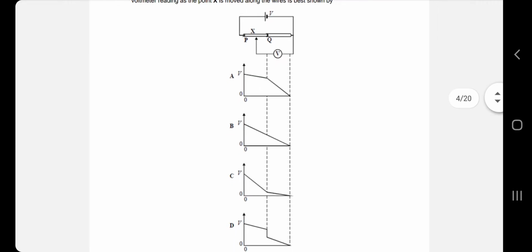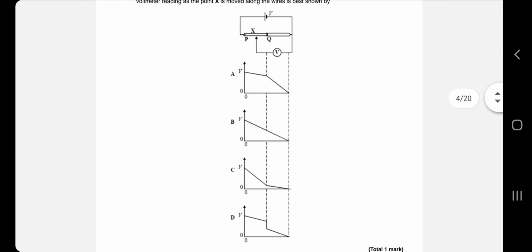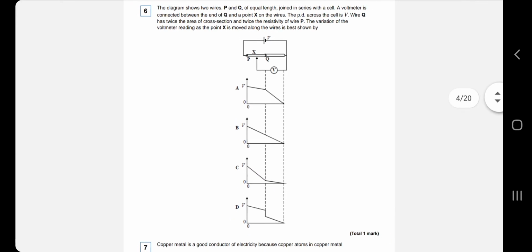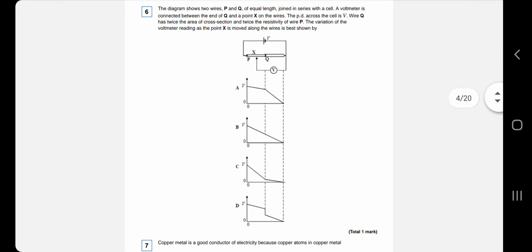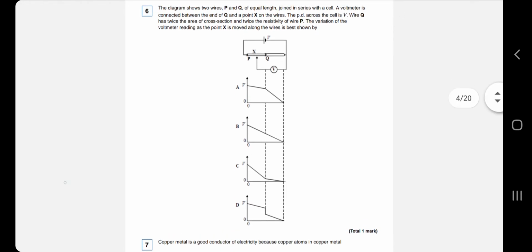So if you want to look at these graphs, you have to pick which combination shows how the voltage varies with the distance. I'll look at that one now. So what we first need to establish is any differences between the X part of the wire and the Q part of the wire. So the X part of the wire has resistance R. And we need to look at the Q.